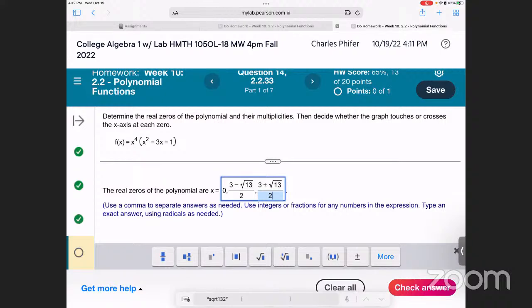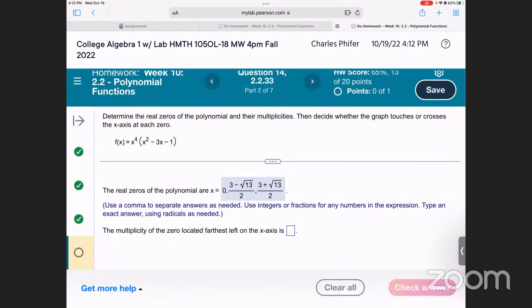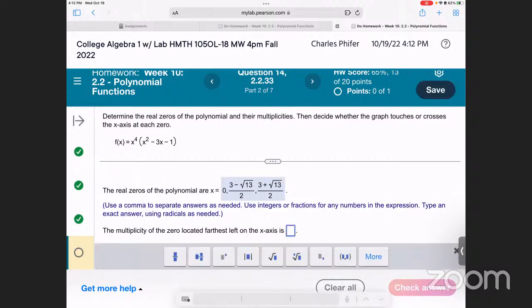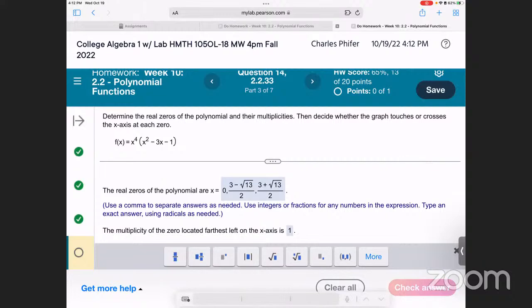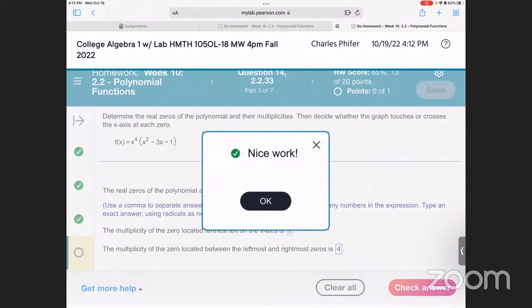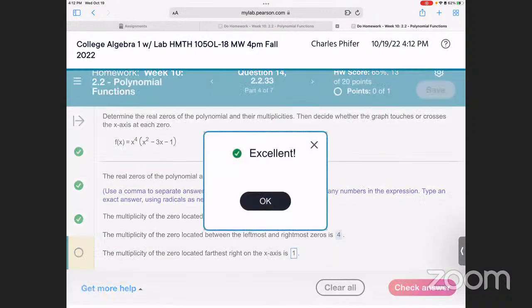The 0 came from the x to the power of 4. The furthest left is going to be one of the zeros from the quadratic formula. That occurred once, so it has a multiplicity of 1. The middle zero is going to be the origin. It has a multiplicity of 4. And the rightmost zero occurred once, so it has a multiplicity of 1.